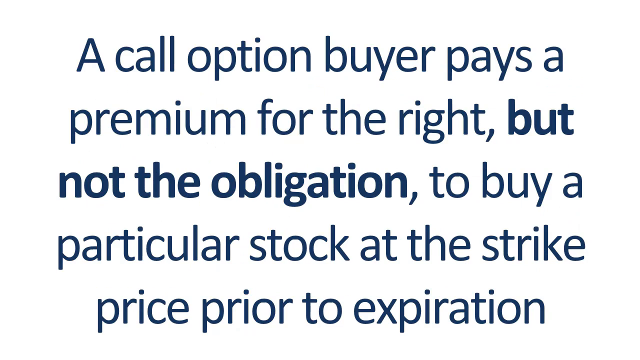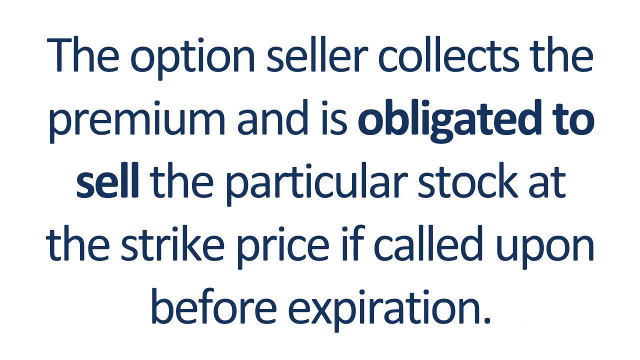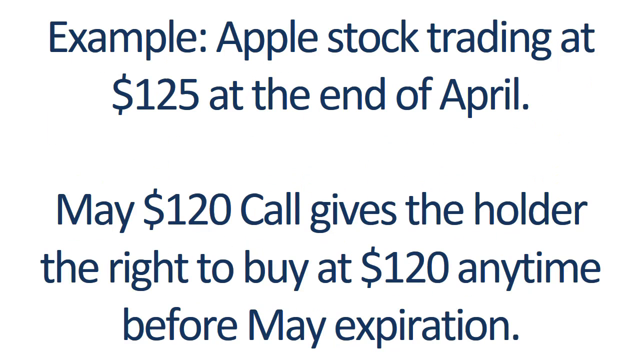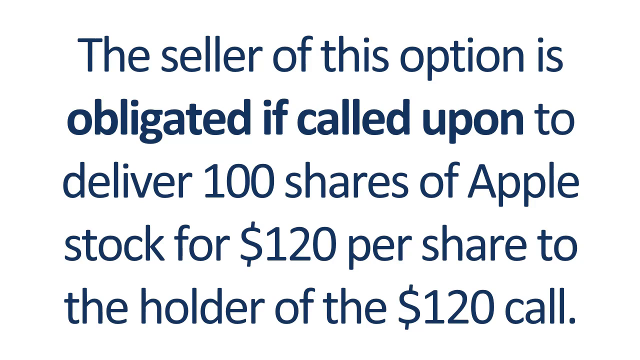Number one, a call option buyer pays a premium for the right, but not the obligation, to buy a particular stock at the strike price prior to expiration. Number two, the option seller collects the premium and is obligated to sell the particular stock at the strike price if called upon before expiration. For example, with Apple stock trading at $125 at the end of April, the May 120 call gives the holder the right to buy Apple stock at $120 anytime before May expiration, which is the third Friday of the expiration month. The seller of this option is obligated, if called upon, to deliver 100 shares of Apple stock for $120 per share to the holder of the 120 call.